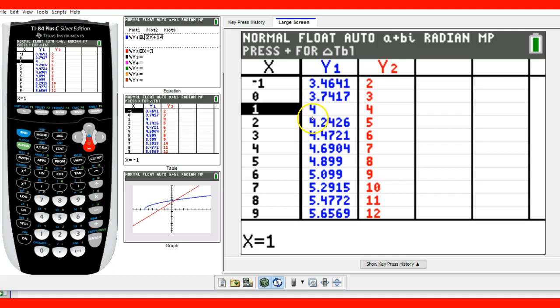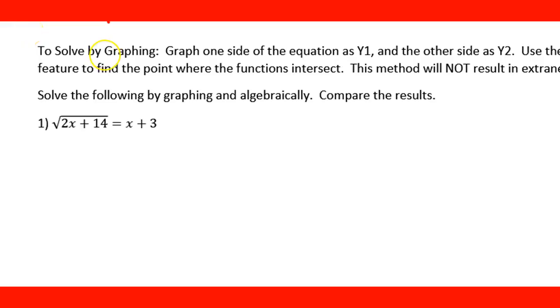Now, back to it. So we saw the answer. The solution was 1. X was 1. We saw that X was 1, so I'm going to write it down right here. So now what I want to do is show you algebraically, show the work, so you can just see what I mean by this method will not result in extraneous solutions.